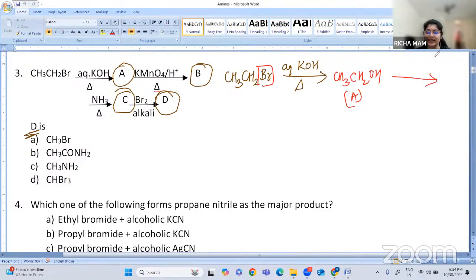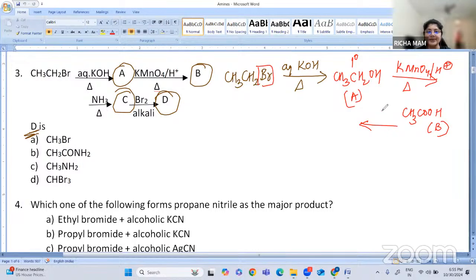Now further, second step, KMnO4, potassium permanganate in acidic medium, heated. What are you going to get? This is a primary alcohol, right? And KMnO4 is an oxidizing agent. So your alcohol will be converted into acid, with removal of hydrogen and addition of oxygen. You are going to get acetic acid. So this is your B.